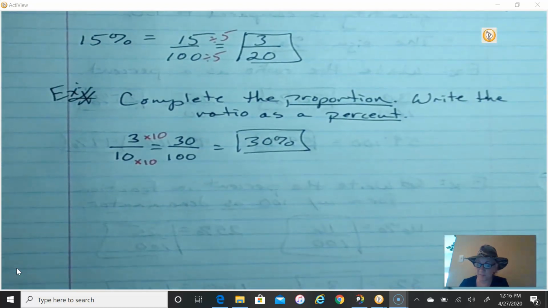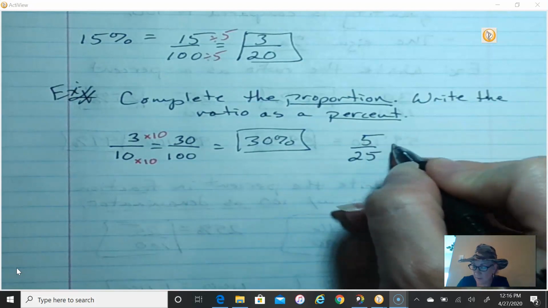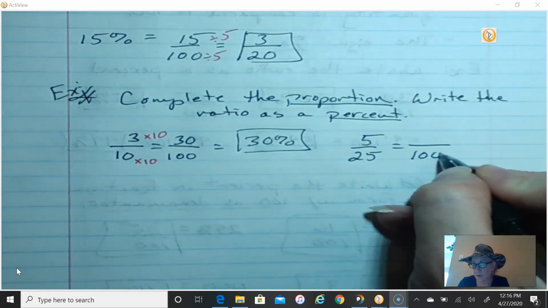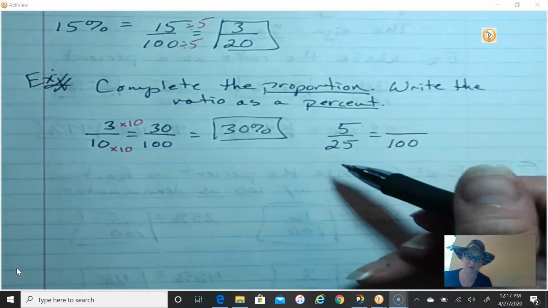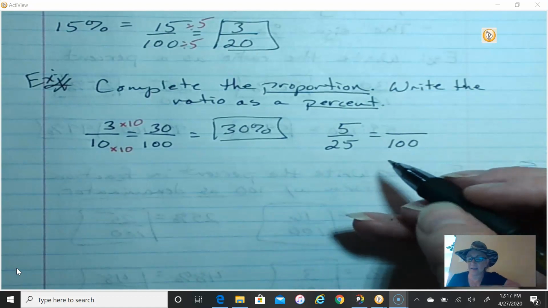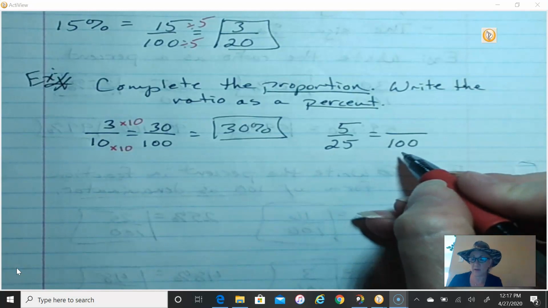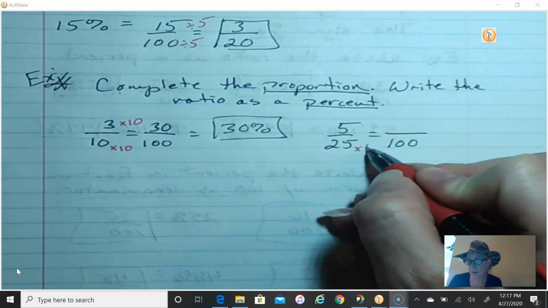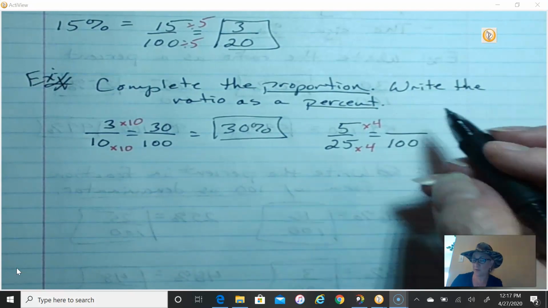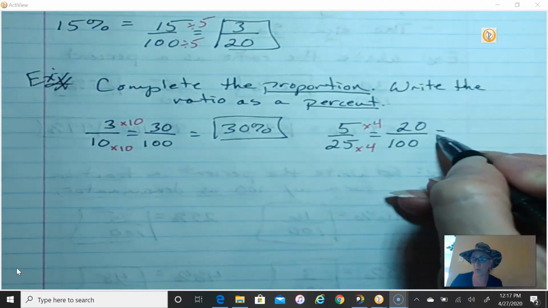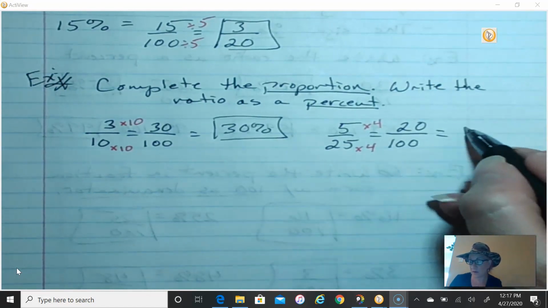Okay, let's do another one. 5 over 25 equals blank over 100. Remember, we're trying to go from a fraction or ratio into percent. So 25 times what gives me 100? 25 times 4. So what we do to the bottom, we must do to the top. So 5 times 4 is 20. So then what percent is that? Notice it's over 100, so then it's just 20%.